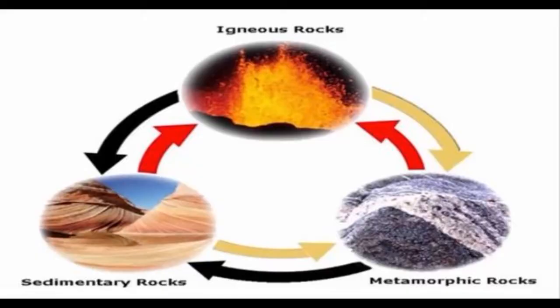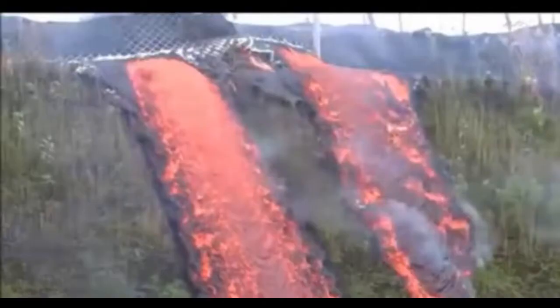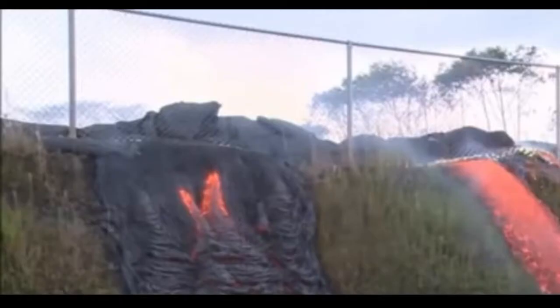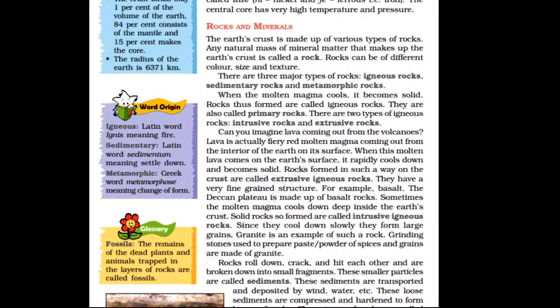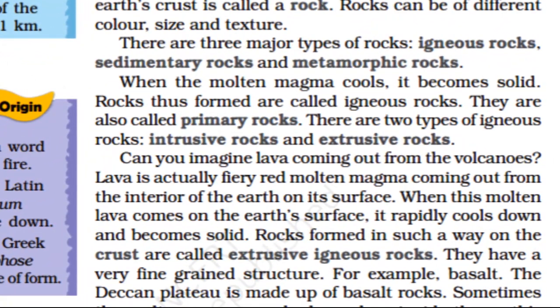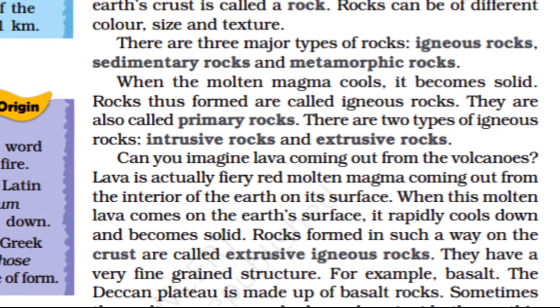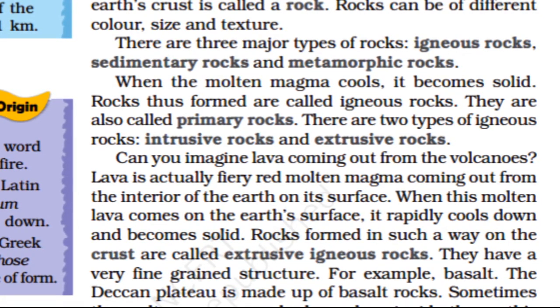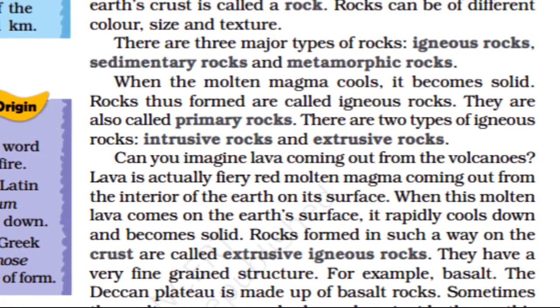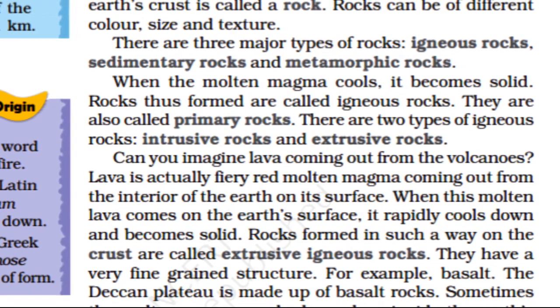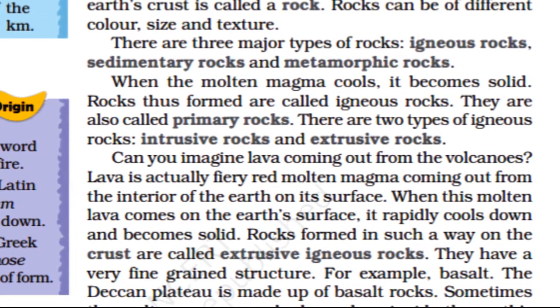You know about volcanoes? When molten magma comes out from the interior of the earth onto its surface, it rapidly cools down and becomes solid. They have a very fine grain structure. Rocks formed in such a way on the crust are called igneous rocks. There are two types of igneous rocks: intrusive rocks and extrusive rocks.